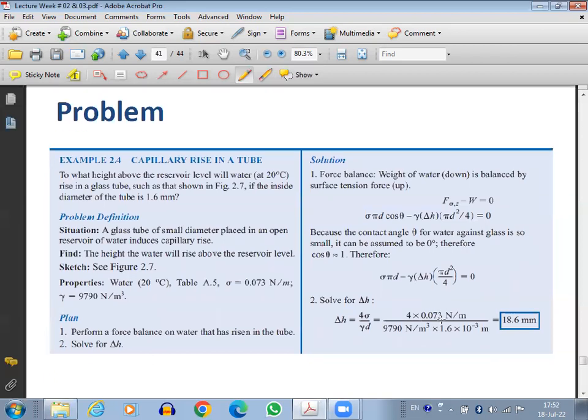There is a small numerical here. Again, this numerical is very simple, given that you have already derived the formula. Once you have derived the formula, it's just plugging in the values. So, to what height above the reservoir level will water at 20 degrees rise in a glass tube, as shown in figure 2.7, if the inside diameter of the tube is 1.6 millimeter? This is for the case of the capillary. For the capillary, we already derived the formula. Here in this question, they first derive it. As I told you, I can ask you to first derive it and then put in the values.